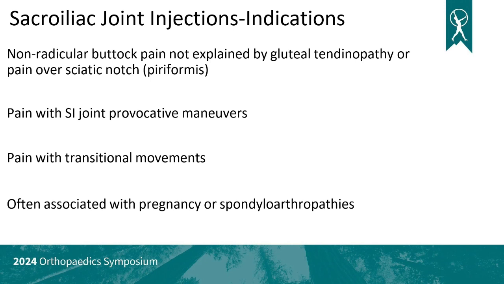Sacroiliac joint injection. So again, non-radicular buttock pain, not explained by gluteal tendinopathy or piriformis syndrome. You'll have pain with SI joint provocative maneuvers, which I'll show you some of shortly, as well as transitional movements. So getting out of bed, getting in and out of the car, going up steps, those kind of things tend to propagate SI joint pain. You often see it with pregnancy, of course, especially with the release of hormones, which loosens up the joint, as well as spondyloarthropathies, such as ankylosing spondylitis, psoriatic arthritis, etc.